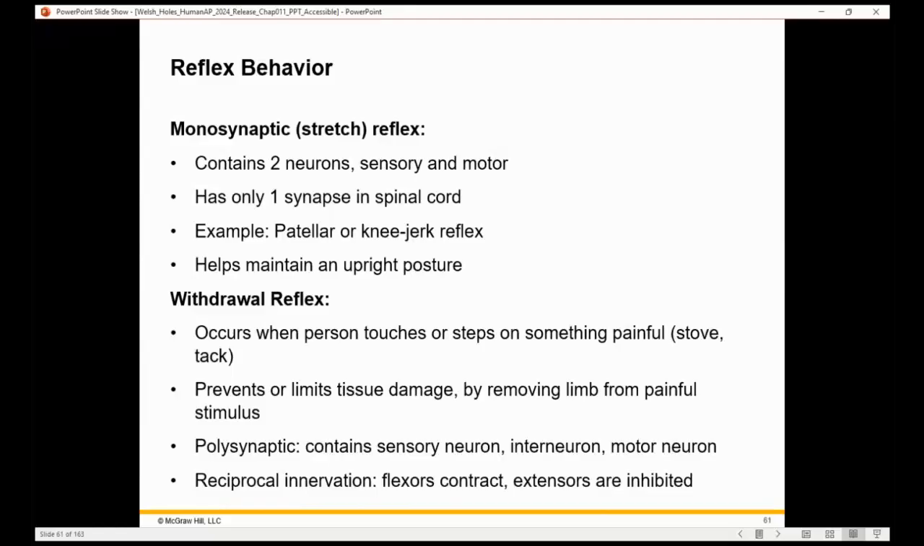The withdrawal reflex occurs when a person touches or steps on something painful. So you could touch a stove or you could step on a tack, and it prevents or limits tissue damage by removing the limb from painful stimuli. It can be polysynaptic, where you have a sensory neuron, interneuron, and a motor neuron, or reciprocal innervation, where the flexors contract and extensors are inhibited.